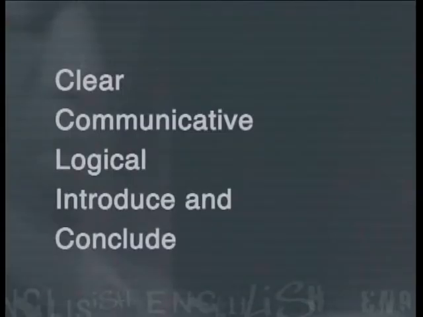So let's start talking about an overall impression. What should all your writing be like? Surely the first issue we need to look at is whether your writing is clear and communicative. Also, you must make sure that it is in a logical, common sense order.